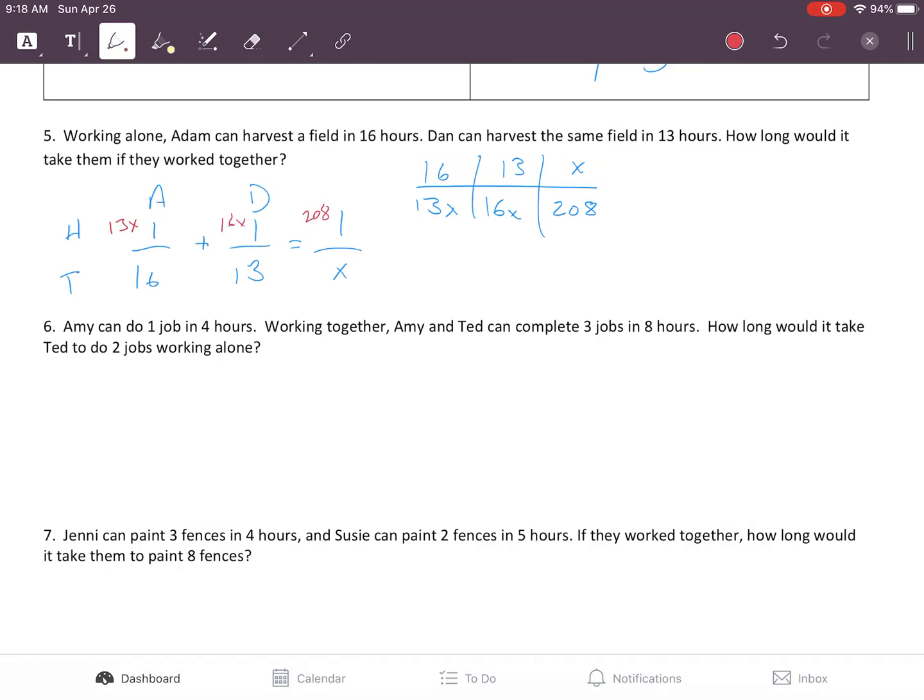So we multiply that out. We're going to have 13x plus 16x equals 208. If we add 13 and 16 together, we get 29. Now if we divide by 29, x will equal 208 divided by 29, which is 7.17.